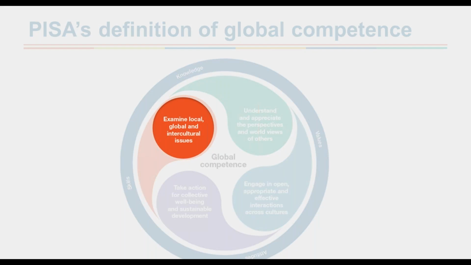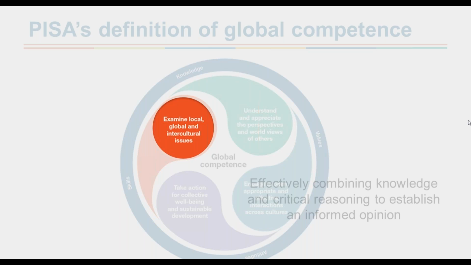And this dimension really refers to the ability to effectively combine knowledge and critical reasoning in order to establish an informed opinion. And in order for students to successfully do this, it requires the development of certain cognitive skills, such as selecting and weighing evidence, as well as having a level of media literacy.